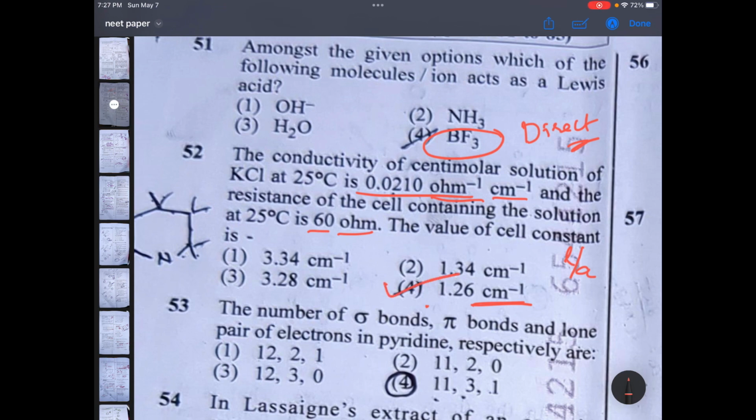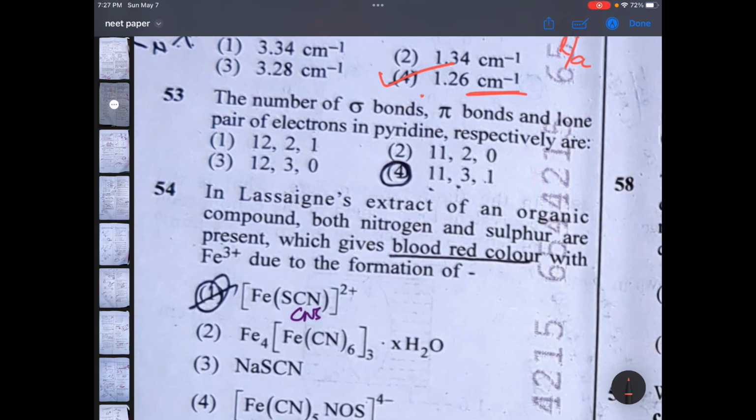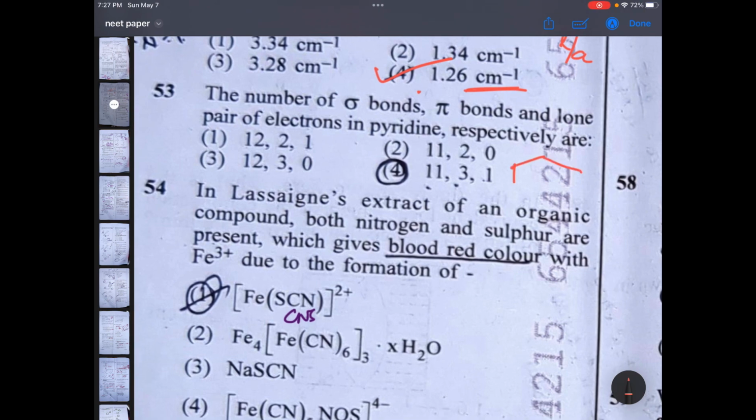Very easy question. The number of sigma and pi bonds and lone pairs in pyridine. Pyridine will be like this. This is nitrogen having one lone pair. 3 pi bonds and 1 lone pair is the answer. And there will be hydrogens, so there will be 11 sigma bonds.